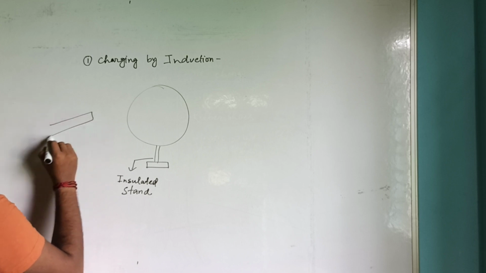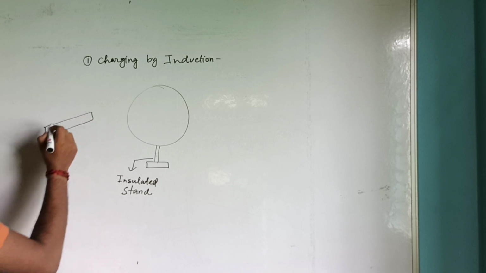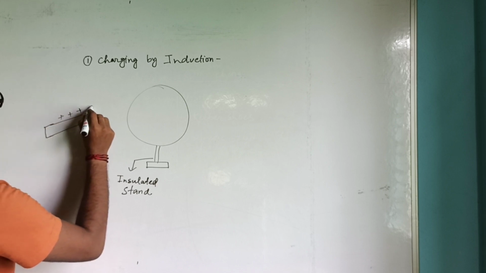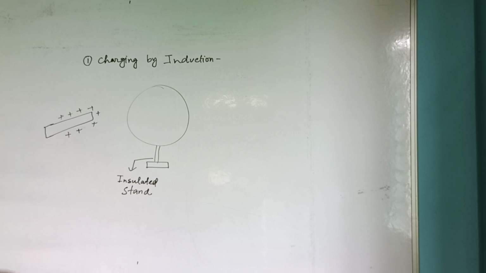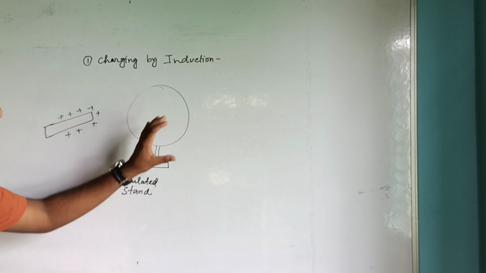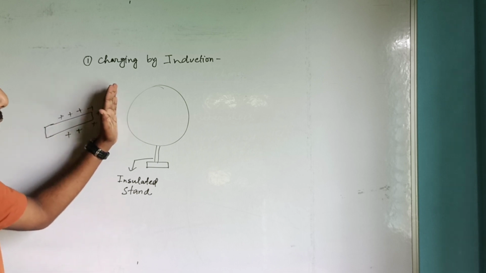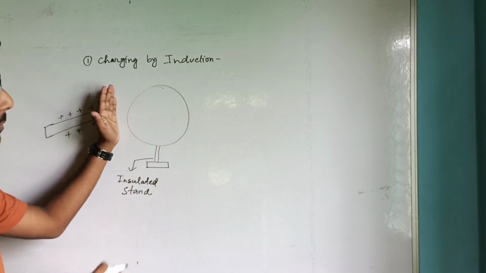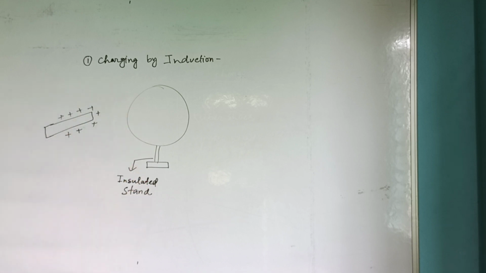Suppose we have an object which is already charged, say with positive charge. It could be a plastic rod or anything which is positively charged. Now, if we bring that charge toward that spherical object, what happens? Initially it was totally neutral. That means there is no net charge as a whole.